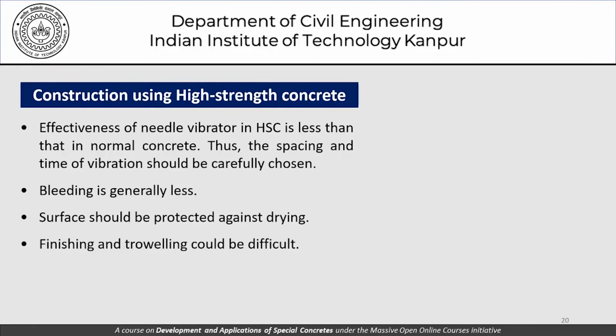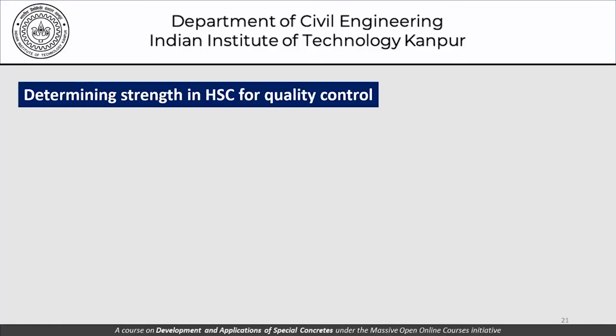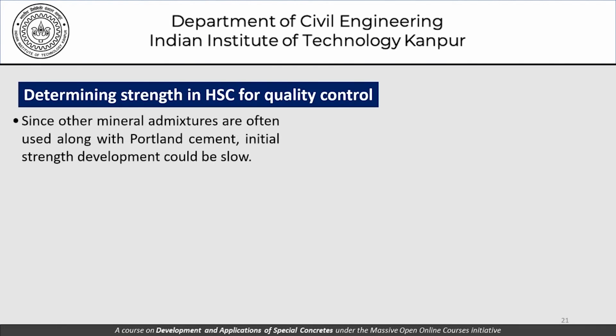Finishing and troweling could be difficult as far as high strength concrete is concerned, and pumpability is another issue which needs to be appropriately verified prior to going to construction using high strength concrete. So the kind of equipment that you need or you can use is quite different in the case of high strength concretes because of the very high volume of powder and the paste involved in the mix. As far as determining the strength in high strength concrete for quality control purposes is concerned, since mineral admixtures are often used in Portland cement, initial strength development could be slow.